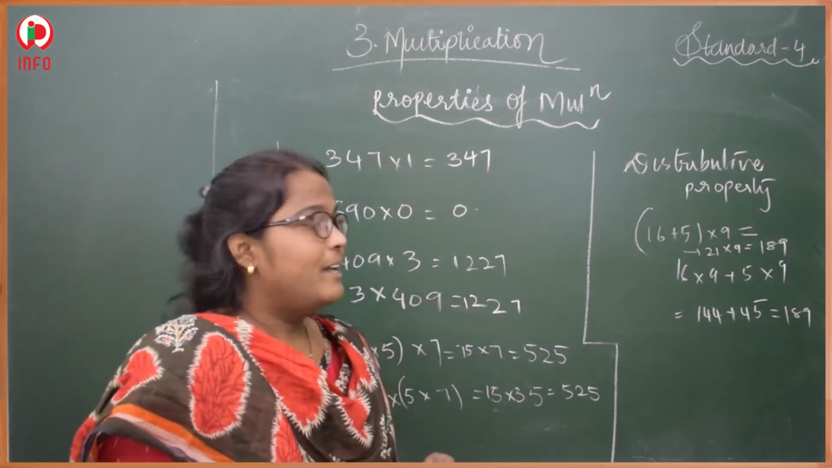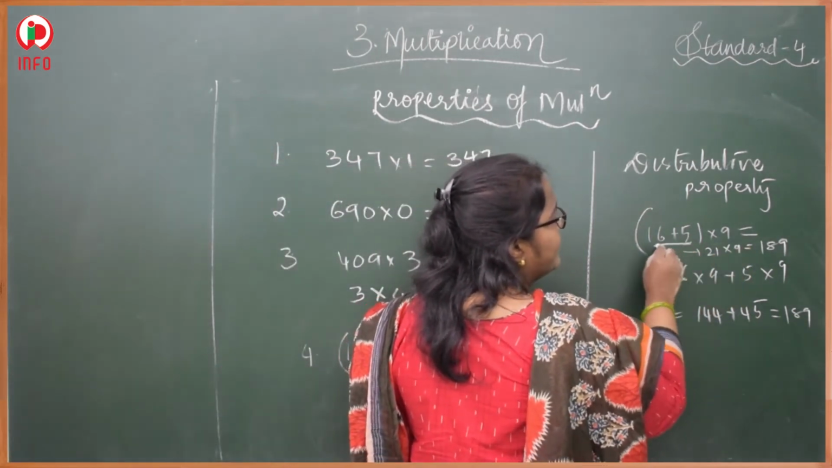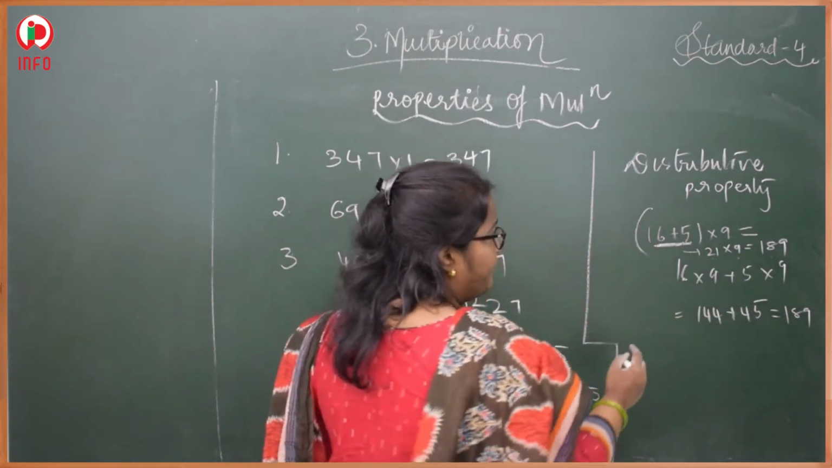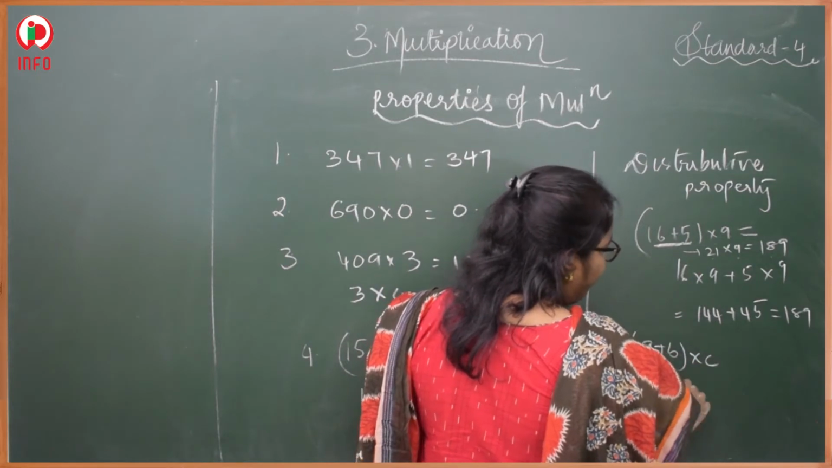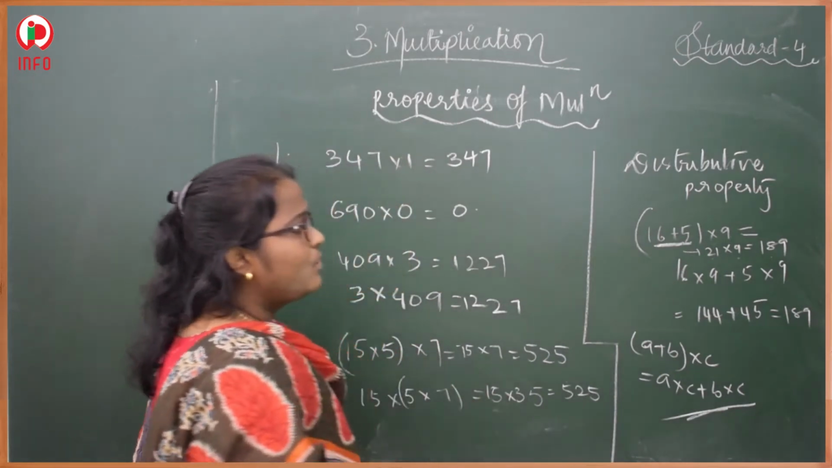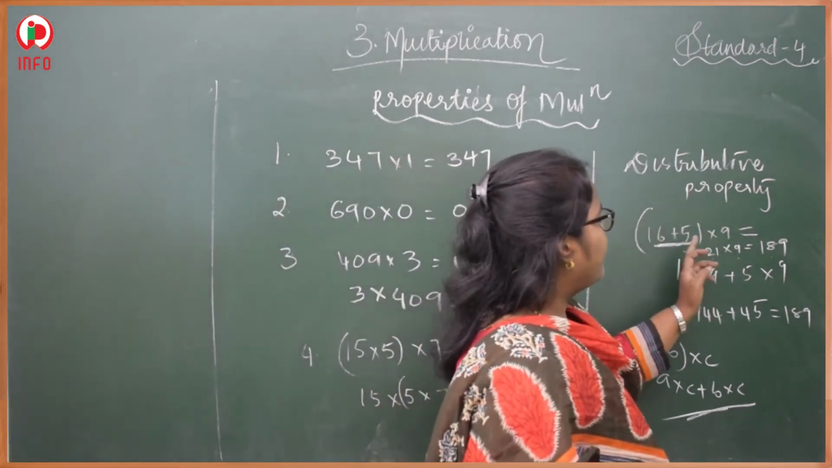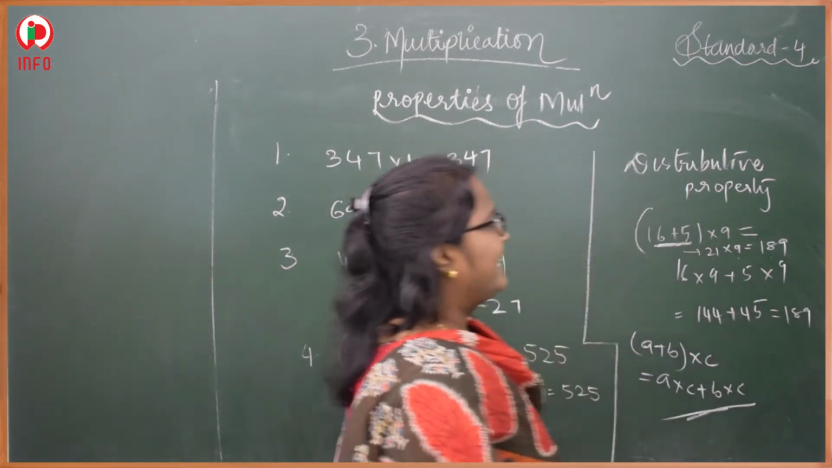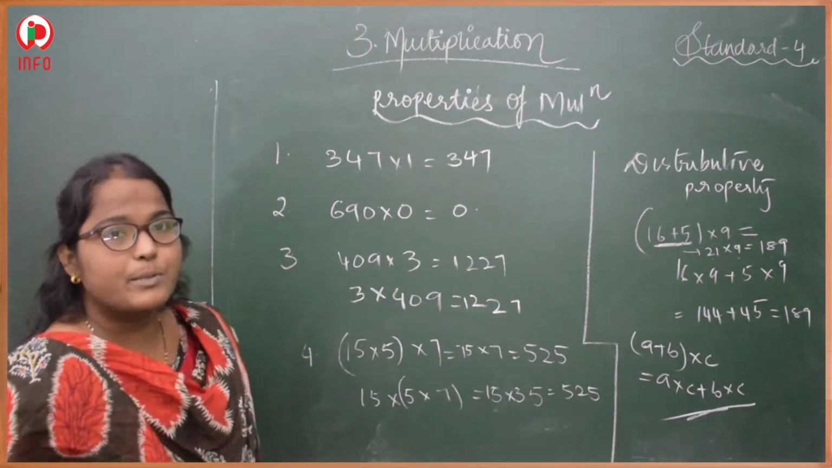Distributive property. Okay, 16 plus 5 into 9 is equal to how much? 16 plus 5, 21 into 9 is equal to 189. This is the formula, guys: A plus B into C is A into C plus B into C. That means 16 into 9 plus 5 into 9. 144 plus 45 is equal to 189. So I hope you understood the properties of multiplication and the distributive property.